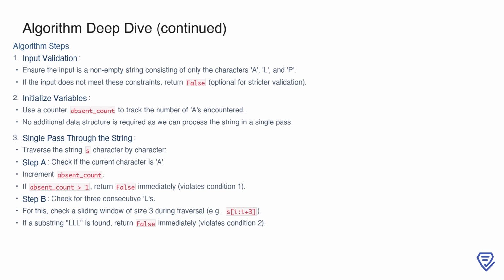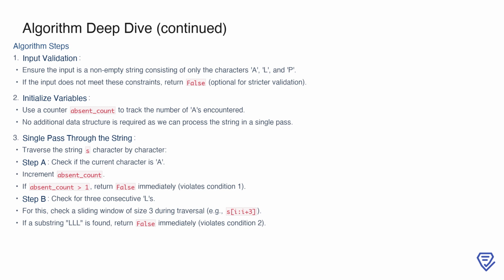The next step is to traverse the string character by character in a single pass. As we iterate, we first check if the current character is A. If it is, we increment absent_count. If at any point the count exceeds 1, we immediately return false since the first condition is violated.